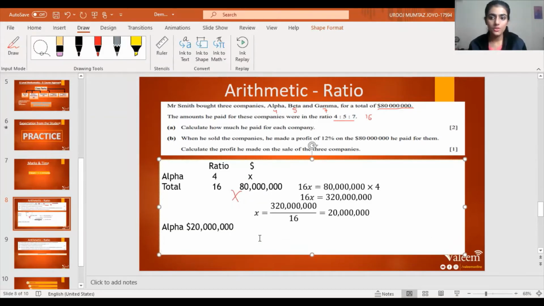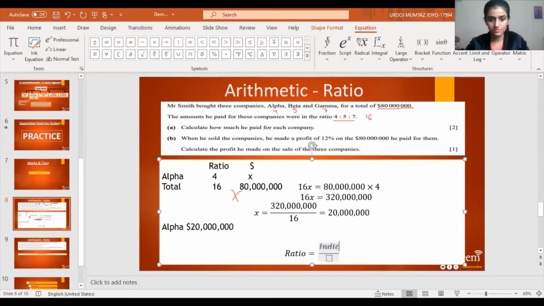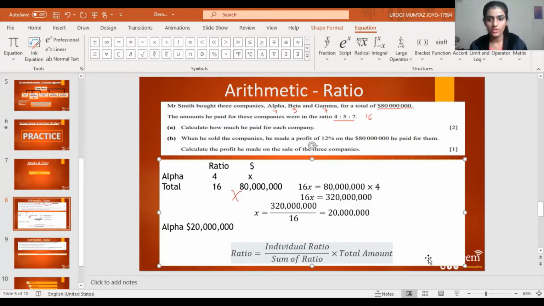So now we will see how the ratio formula is exactly made. The ratio formula which you all use is equal to individual ratio upon sum of ratio multiplied by the total amount. This is the formula of ratio for finding the individual amount through the ratio. I believe you people are familiar with it. If not, then it's okay, you are now familiar with it.